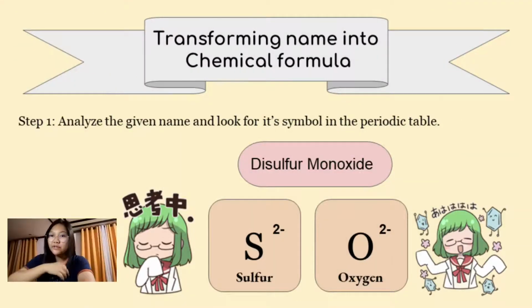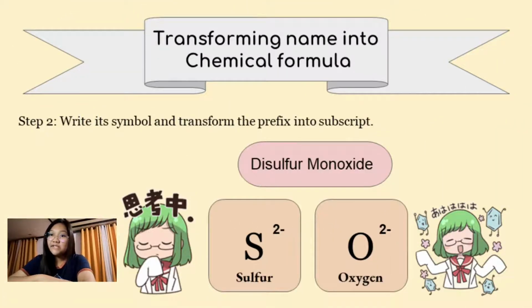When transforming a name into chemical formula, you need to look and analyze the given. The prefix di in disulfur means 2, and the symbol for sulfur is S. In writing the subscript, it should be beside the element symbol. So we have S, and the subscript is 2. And then look at the second element. The prefix is mono, which means 1.